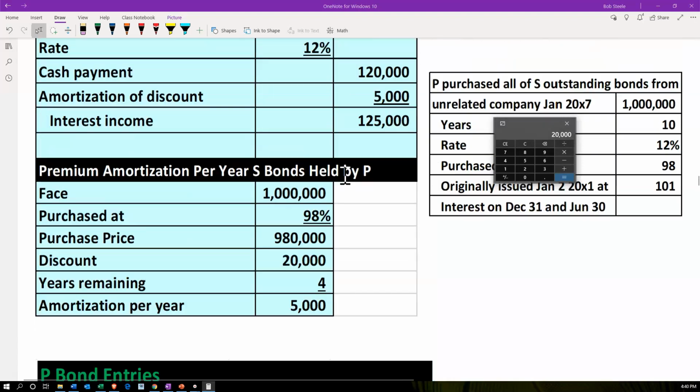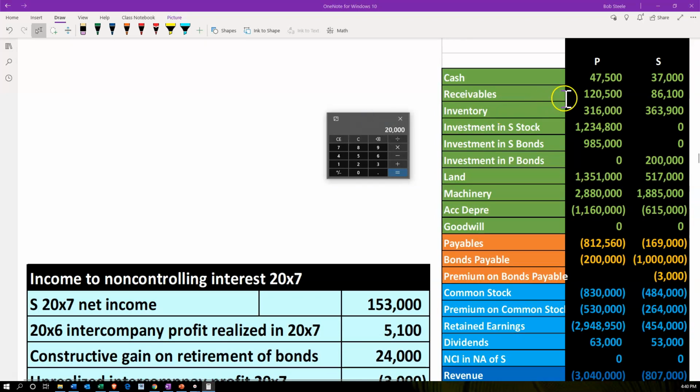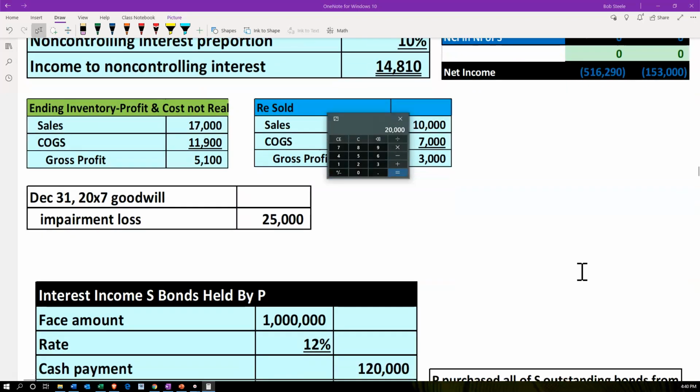Now you can see this if we go up to the trial balance up top. We'll see that we have the intercompany receivables. It's going to be included in the receivables item here, and the intercompany payables related to the interest. We've got the investment in the bonds, in P's bonds on S's books. There's the 200,000, and on P's books we've got the 200,000 bonds. Nothing related to the premium or discount because it was issued at par.